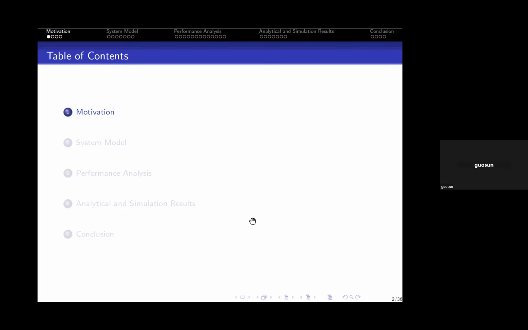And this seminar is going to be divided into 5 parts. I will briefly introduce the RIS in the introduction, and give the system model and performance analysis as our main contribution, and give some simulation results and some takeaways.